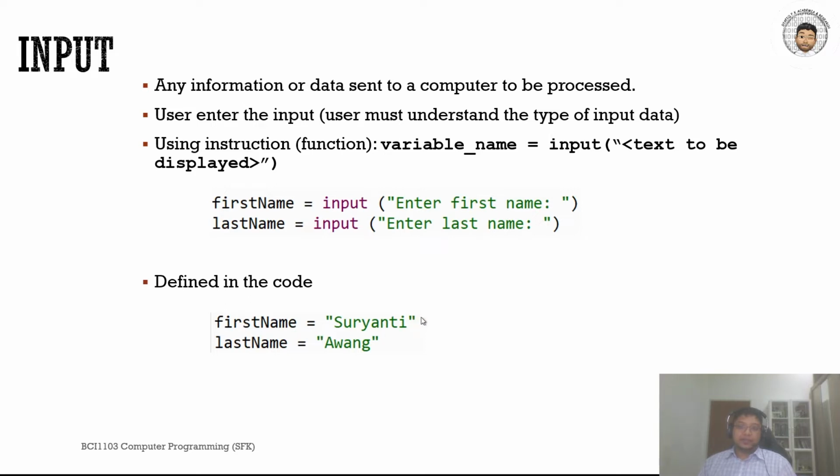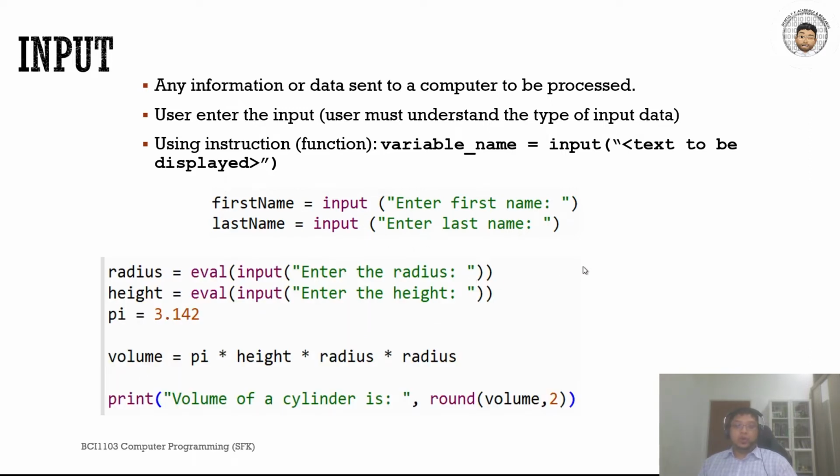Okay, first name this person Suryanti, and then last name is Awang here. You can represent it as this one. But if you want the user to key in those information, you have to put it like this. This one is text to be displayed, it's different than this one. This one is string data, and this one is text to be displayed on your screen. And after you key in the input, the first name will be the things that you have entered.